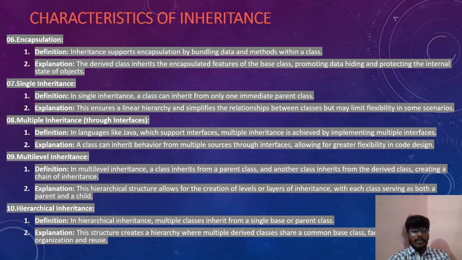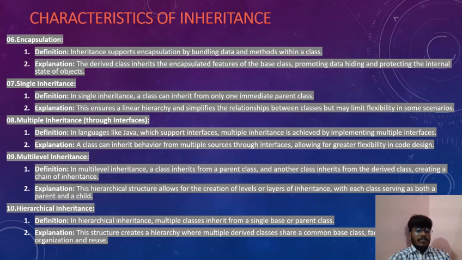The next, single inheritance. In single inheritance, a class can inherit from only one immediate parent class. This ensures a linear hierarchy and simplifies the relationship between classes but may limit flexibility in some scenarios. The next, multiple inheritance. In languages like Java, which supports interfaces, multiple inheritance is achieved by implementing multiple interfaces. A class can inherit behavior from multiple sources through interfaces, allowing for greater flexibility in code design.